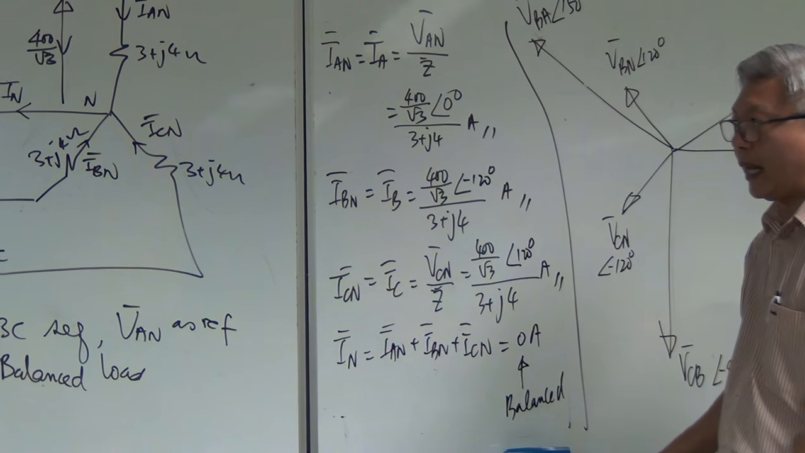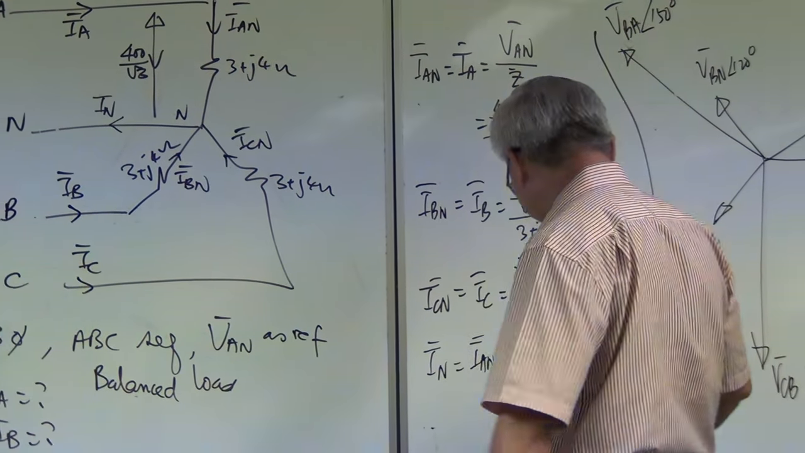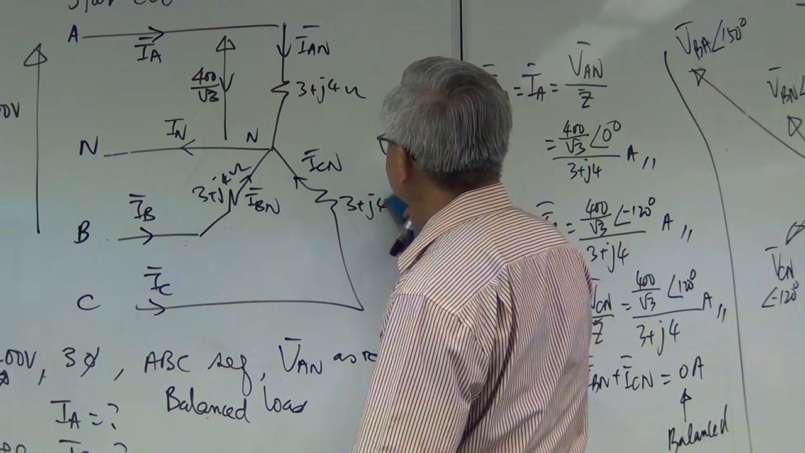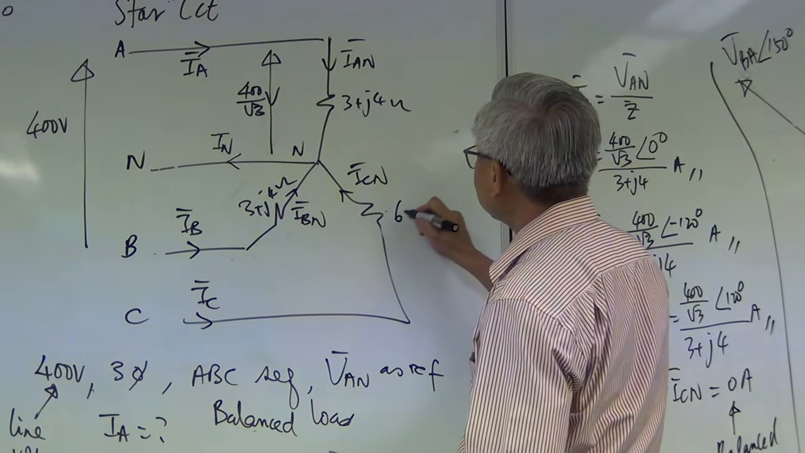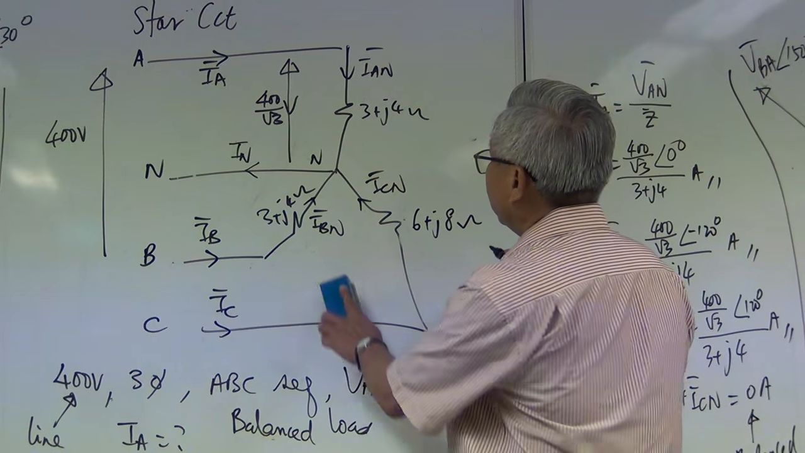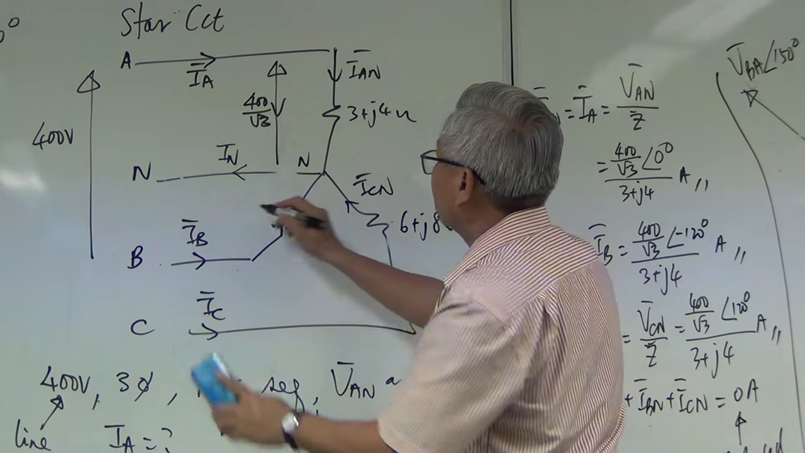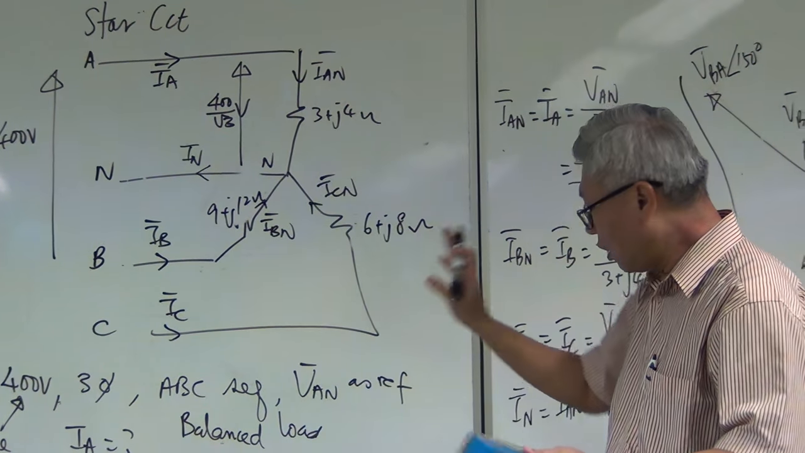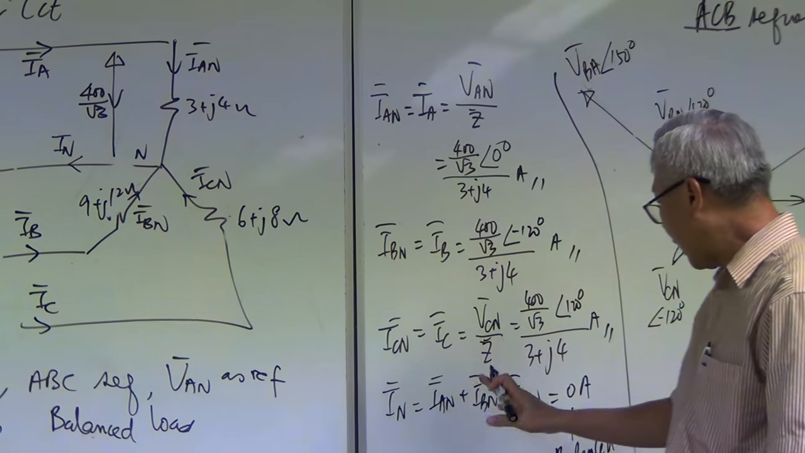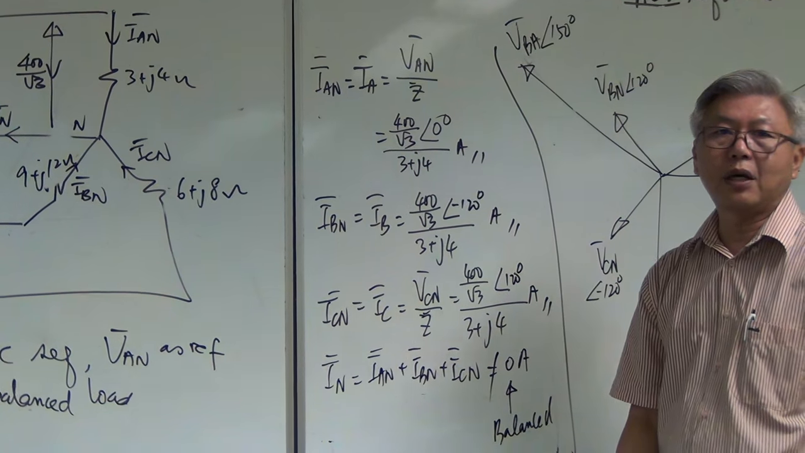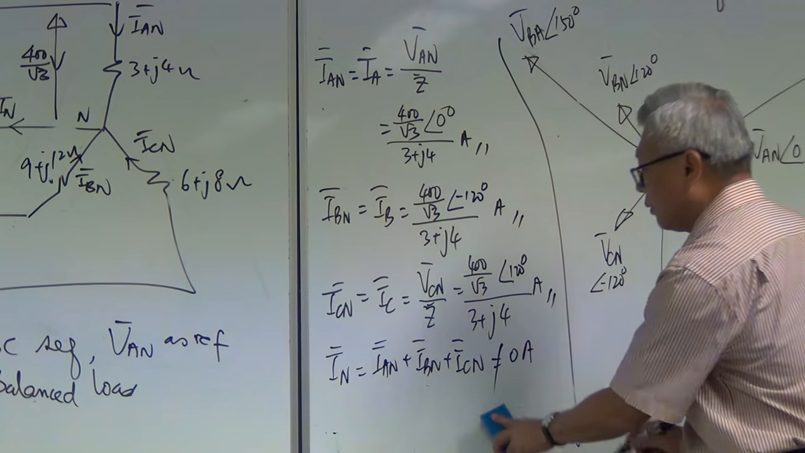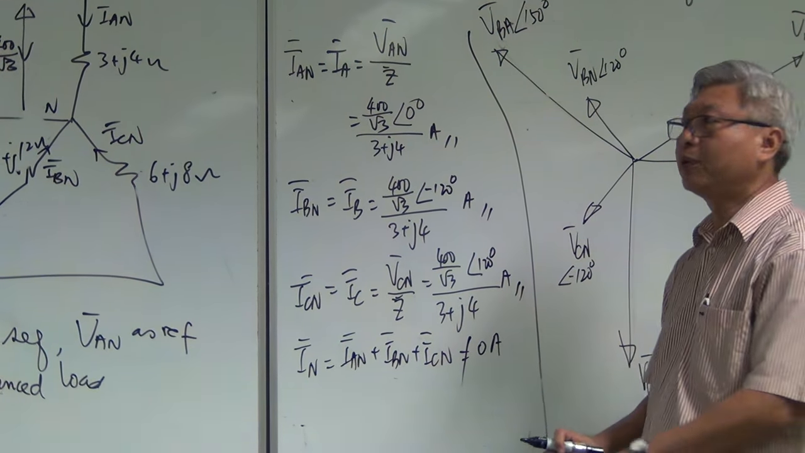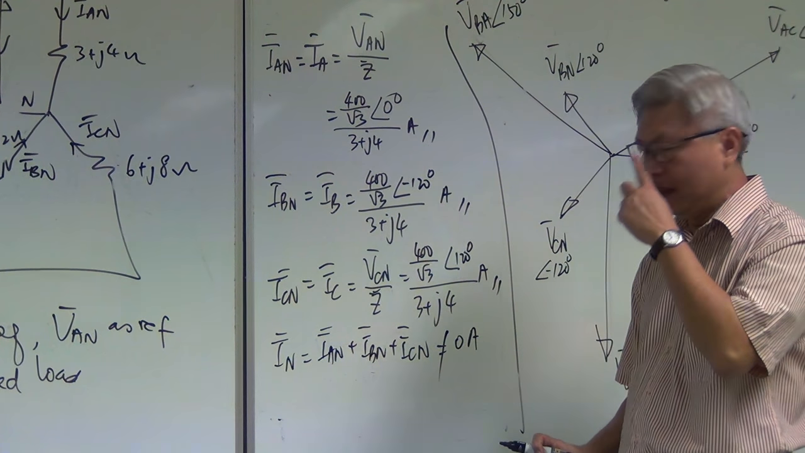When the circuit is not balanced, let's say the impedance here is 3 plus j4, here is 6 plus j8, and here is 9 plus j12 ohm. Now the three impedances are different, so this is not a balanced load anymore. When you add it up, this will not be equal to 0 ampere anymore. It can be proven if you do your mathematics.